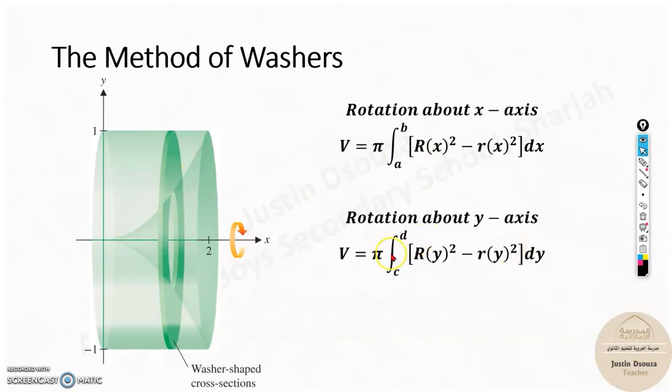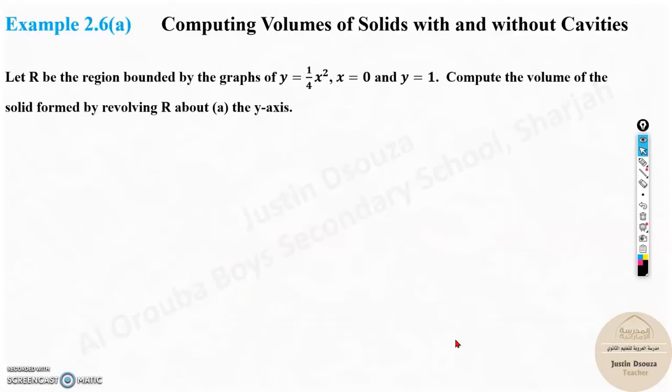Same way for the y-axis. We just now saw a y-axis problem, and even in the last lesson we saw a y-axis problem. What happens is everything will be with respect to y, and it's again the same, outer radius minus inner radius. We will see a problem now. Capital R is the outer radius, small r is the inner radius.